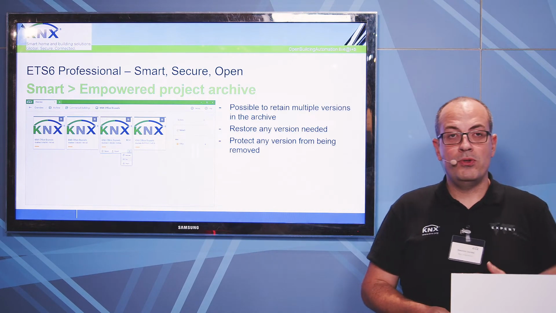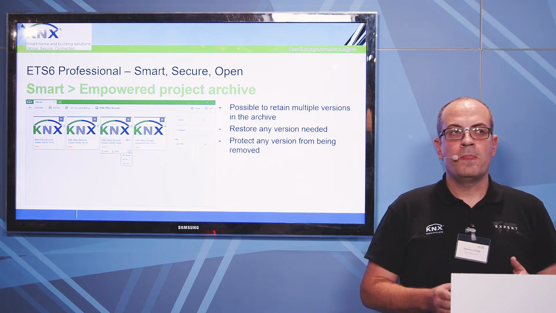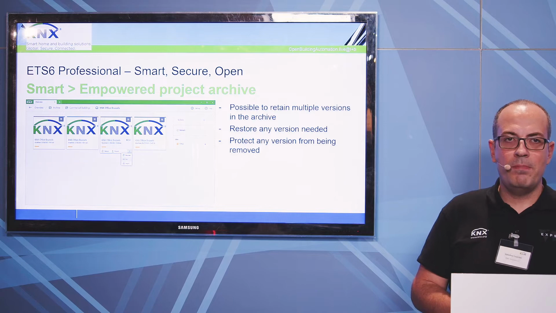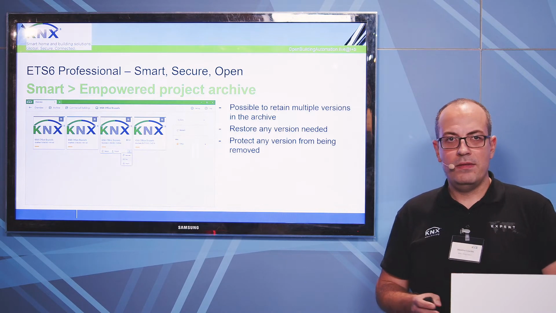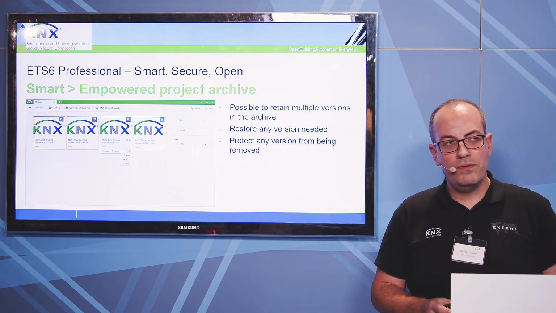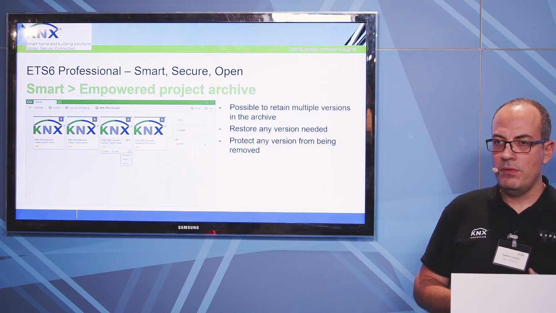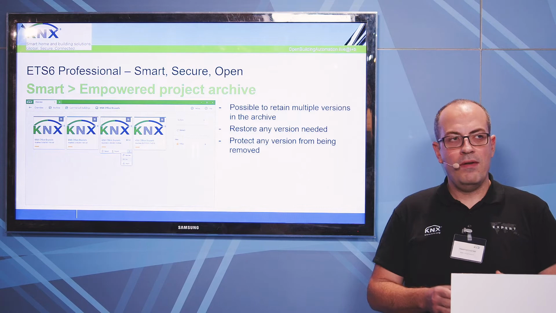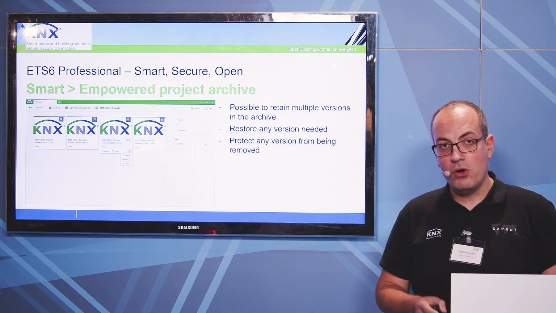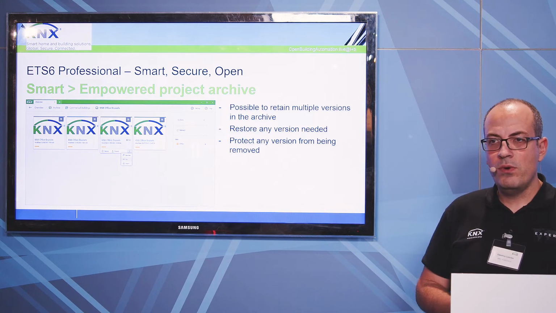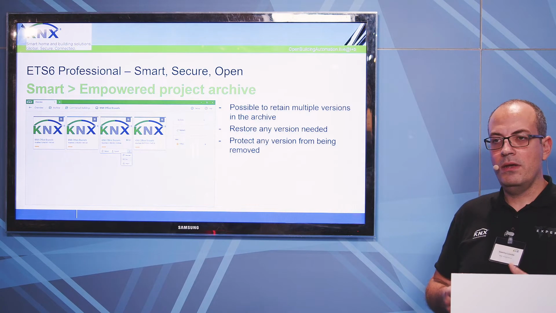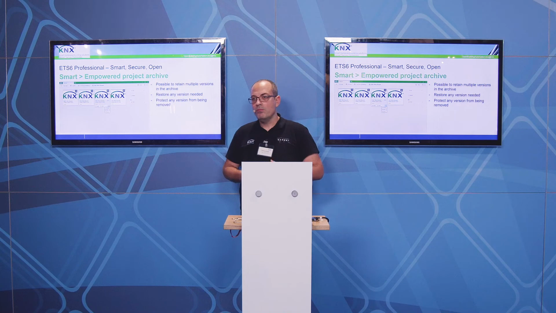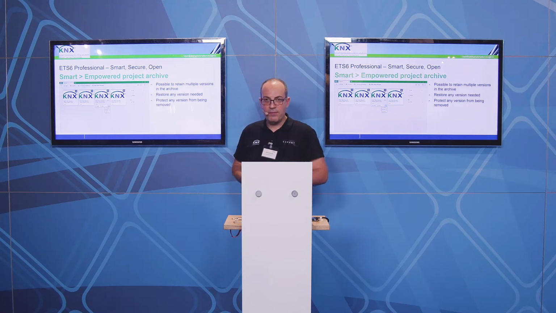What is also new in the project archive is that ETS creates a separate project version every time a backup is created. ETS does not override the latest version that can be found in the project archive, but it creates a different project version every time a project is copied to the archive. In this way, an ETS user can restore at any time from any of the previous project versions in the archive.